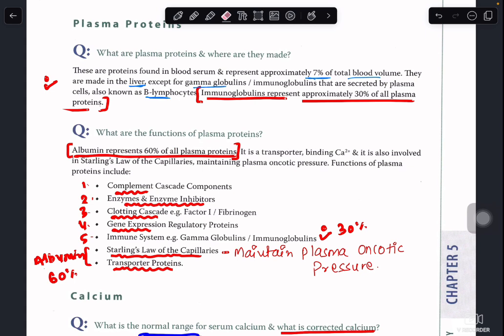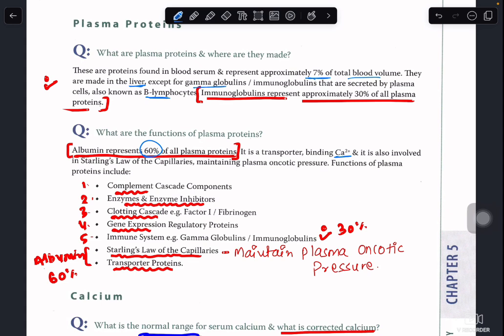So now what are the functions of plasma proteins? Albumin represents 60% of all plasma proteins. It is a transporter binding calcium, and it is also involved in Starling's law of the capillaries, maintaining the plasma oncotic pressure.